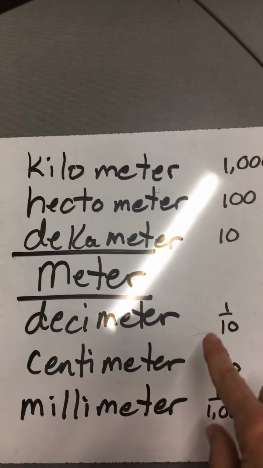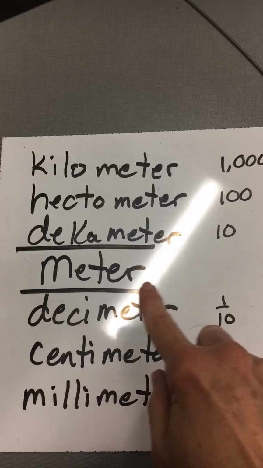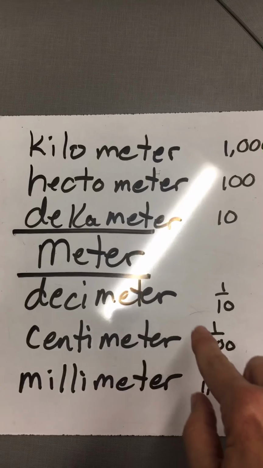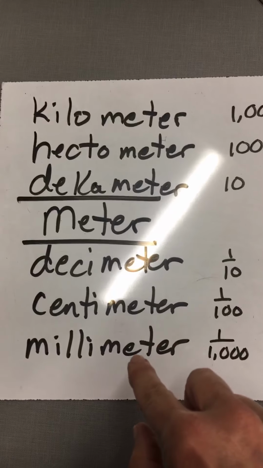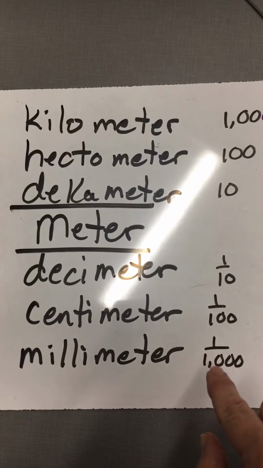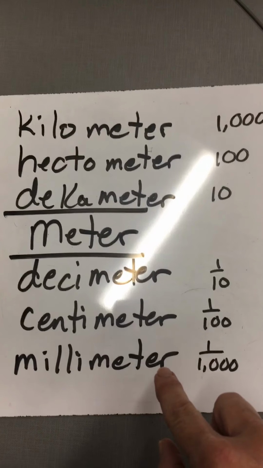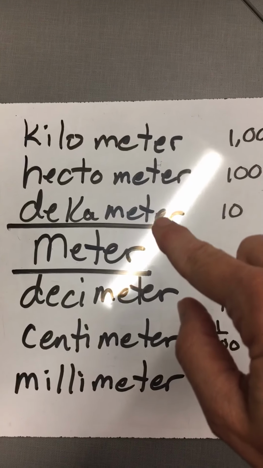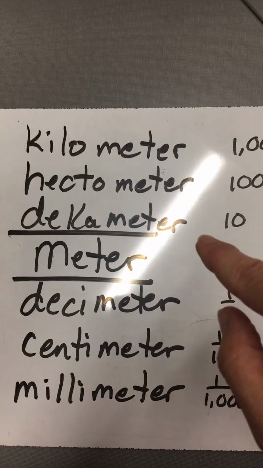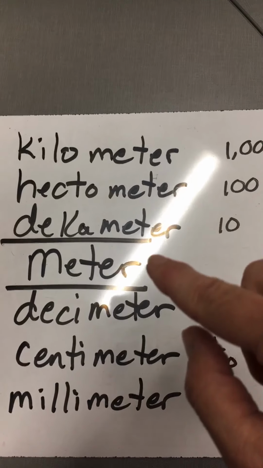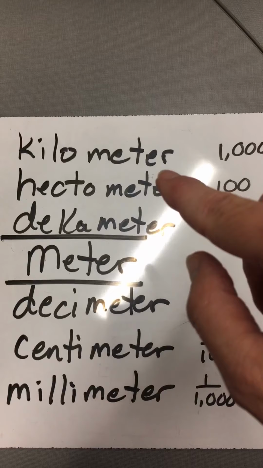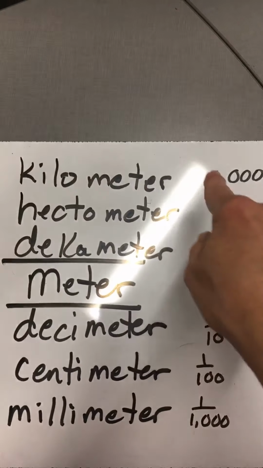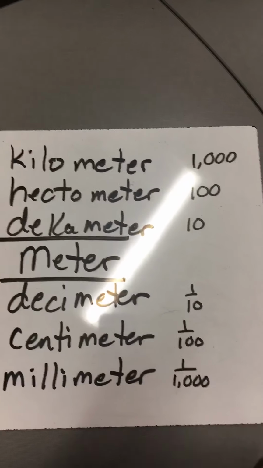A decimeter is 1/10 of that, so you would take the meter and break it into 10 parts. A centimeter is a meter broken into 100 parts, and a millimeter is a meter broken into 1,000 parts. So millimeters are very small. This direction, they get large. A decameter takes 10 meters to make a decameter. A hecto takes 100 meters, and a kilometer takes 1,000. So if we're measuring a long distance, a kilometer is what we're going to use instead of miles.